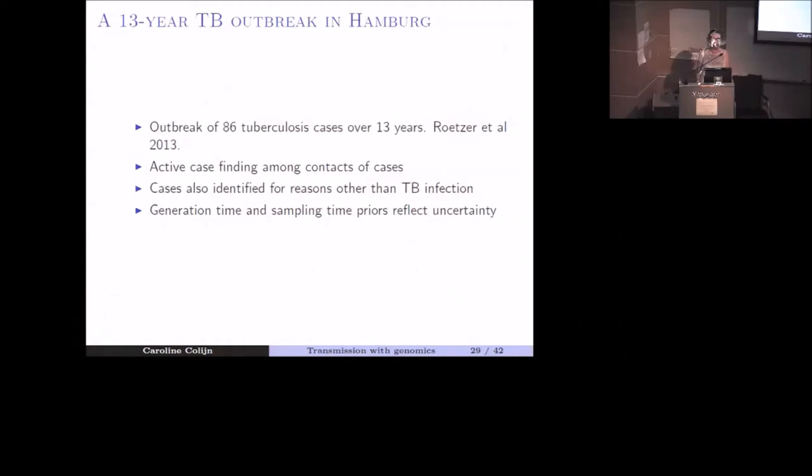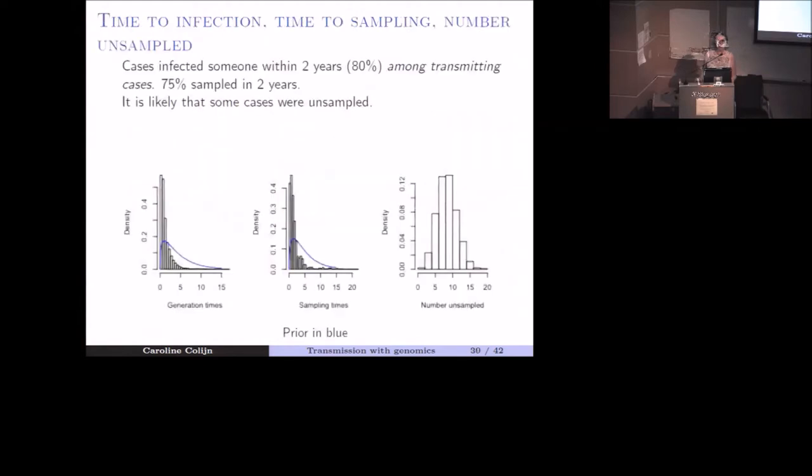OK, so I'll show you a couple of results. This is from a 13-year outbreak of TB in Hamburg, the one that I showed you the zoom in for. There were 86 cases over 13 years. They did active case finding. We used pretty wide priors. And here, the blue is the prior. That's how long it took between getting infected and infecting someone else. The blue is the prior, and the bars are the posterior. So people were transmitting kind of fast.